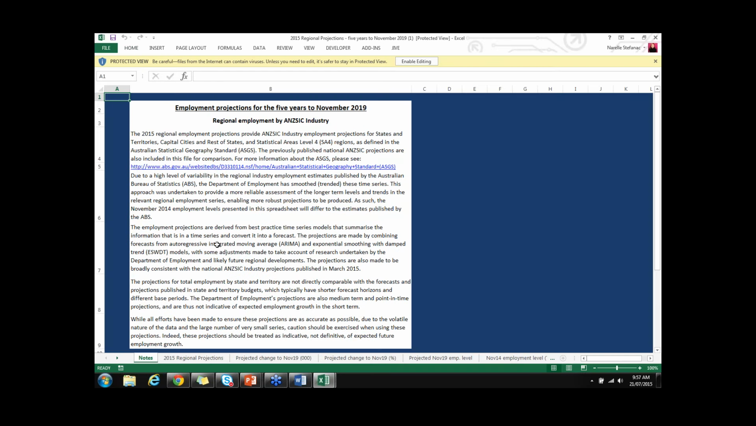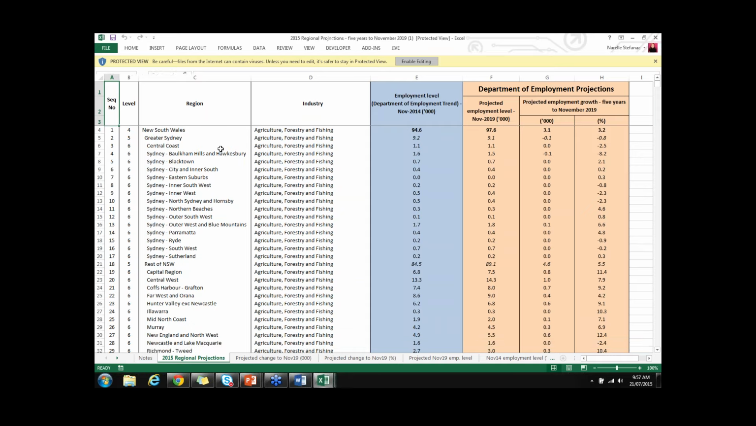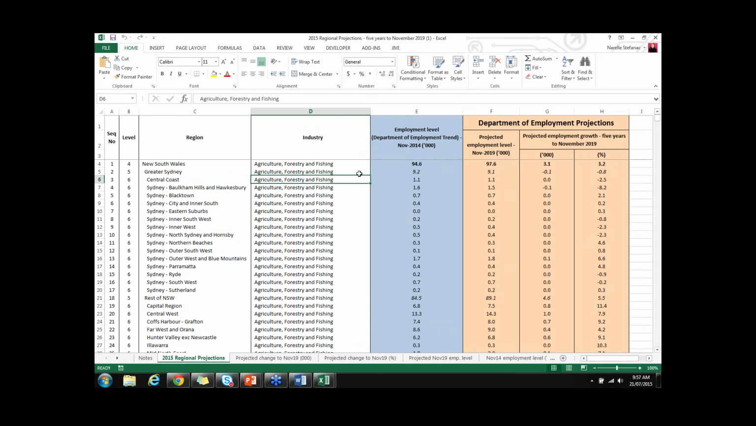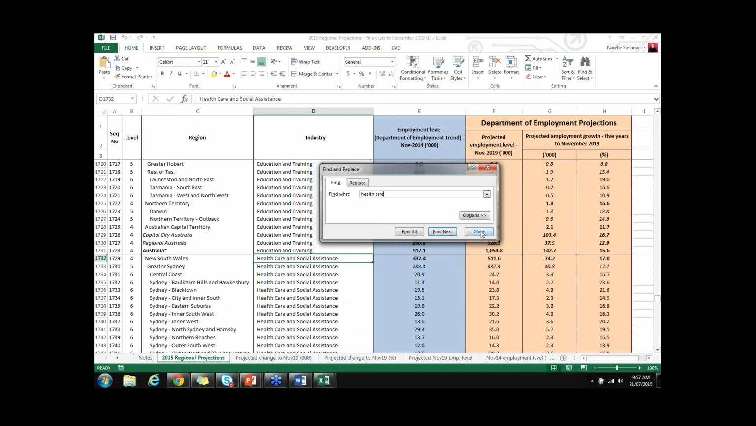There's a bit of summary around how they collect all of the data and what their commentary is. But the tab that I always go to is this very first one. Sorry, I know that's a bit of a delay on your screens. I go to this first one, which is the 2015 regional projections. If I just enable editing. Let's do healthcare. So I'll just search for healthcare, and it'll take me down to that sector.